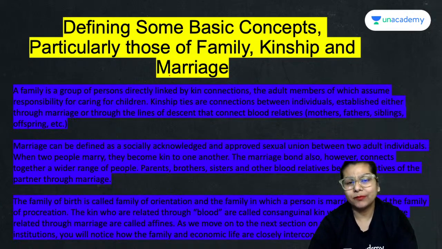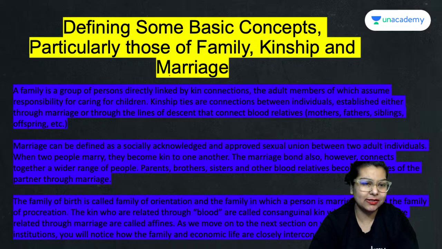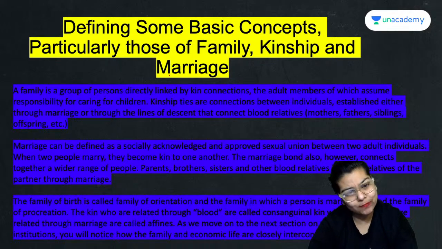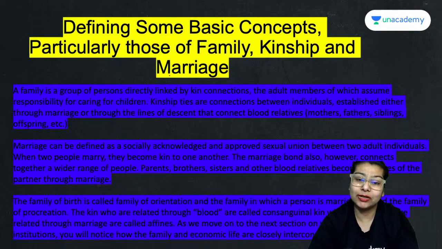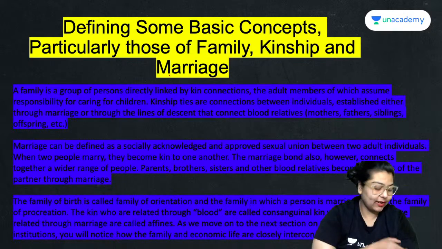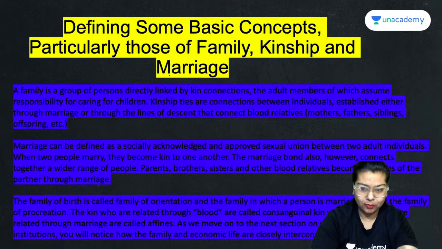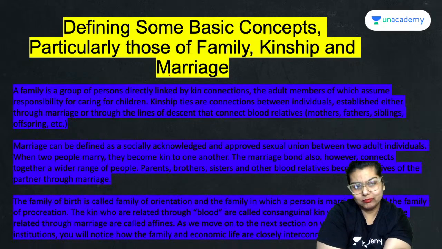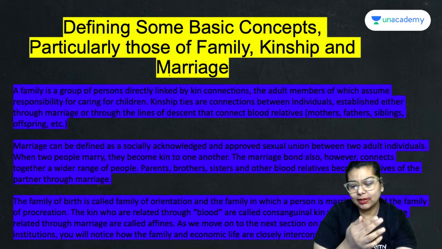Now, these are some defining concepts of family, kinship, and marriage. What is a family? A group of people who are connected with kin connections: father, mother, siblings, offspring who are very close to you. Marriage can be defined as a socially acknowledged sexual union between two people from where the family can grow on, where you marry and become akin to each other.